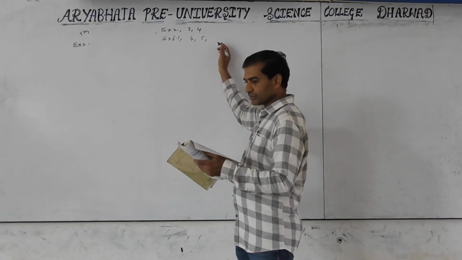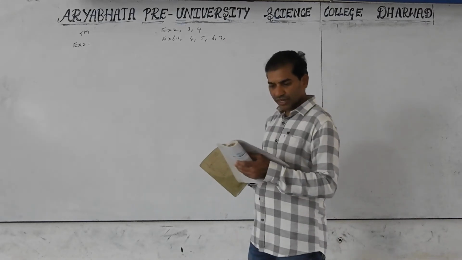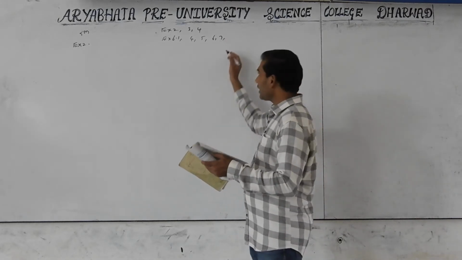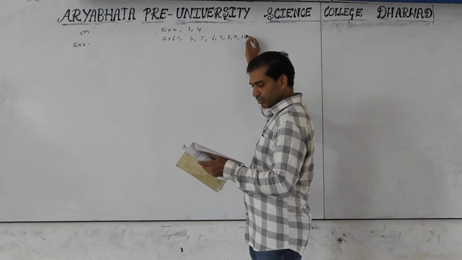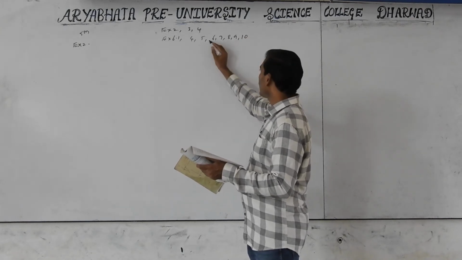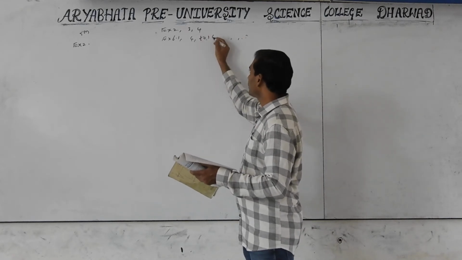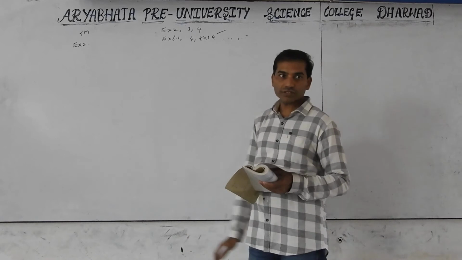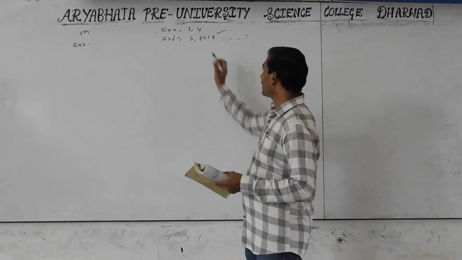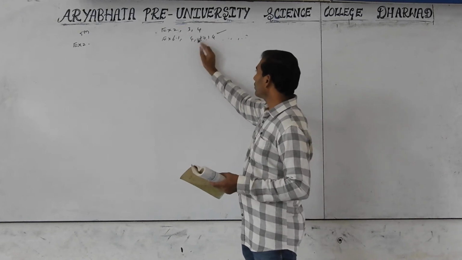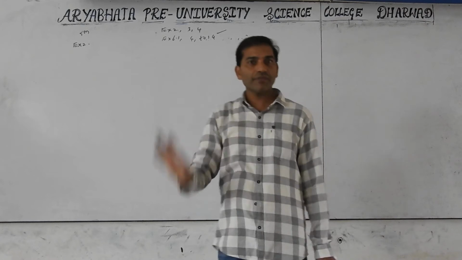6, 7, 8, 9, 10, 11, 12, up to 14. From 4 to 14, these are 5 marks questions, most important. Understood? Anyone is guaranteed. These are 3 examples, 2, 3, 4, and 4 to 14 means 10, 10 plus 3, 13. Out of 13, any one 5 marks question is guaranteed.